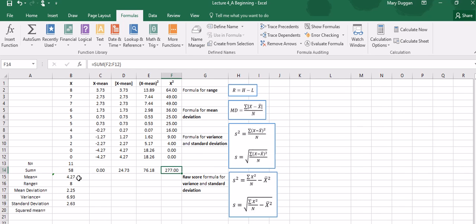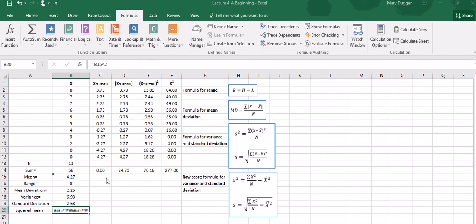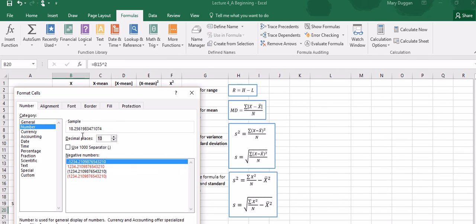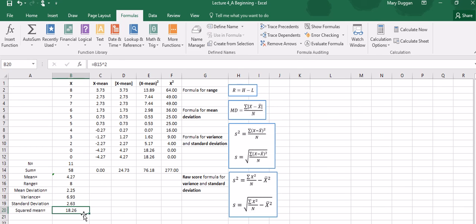So let's do that very quickly. We know the mean was 4.27, so the squared mean is going to equal 4.27 raised to the second power. Oh my goodness, I ended up again with a lot of decimal places. So let me quickly format the cell. Don't want 13 decimal places, for goodness sakes. And we end up with a squared mean of 18.26.